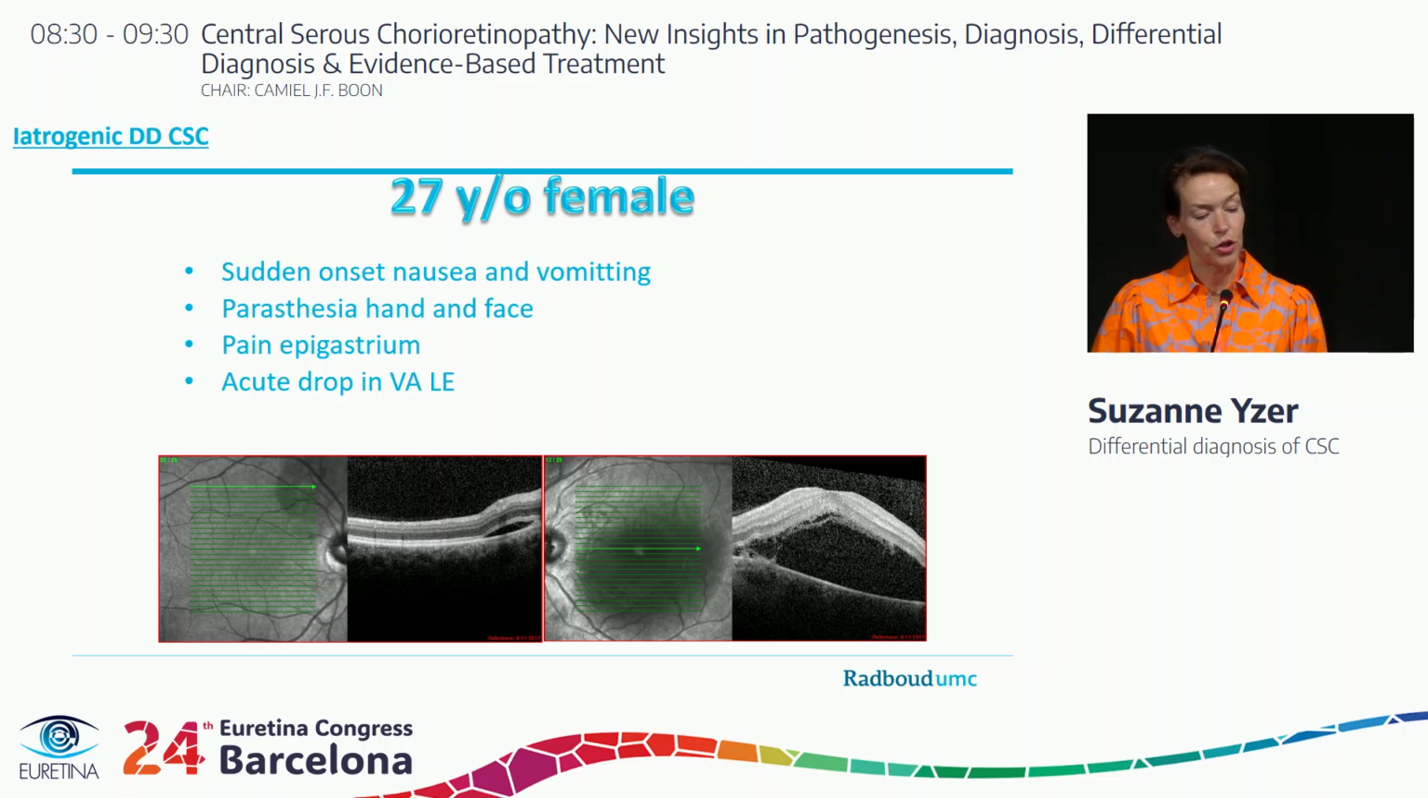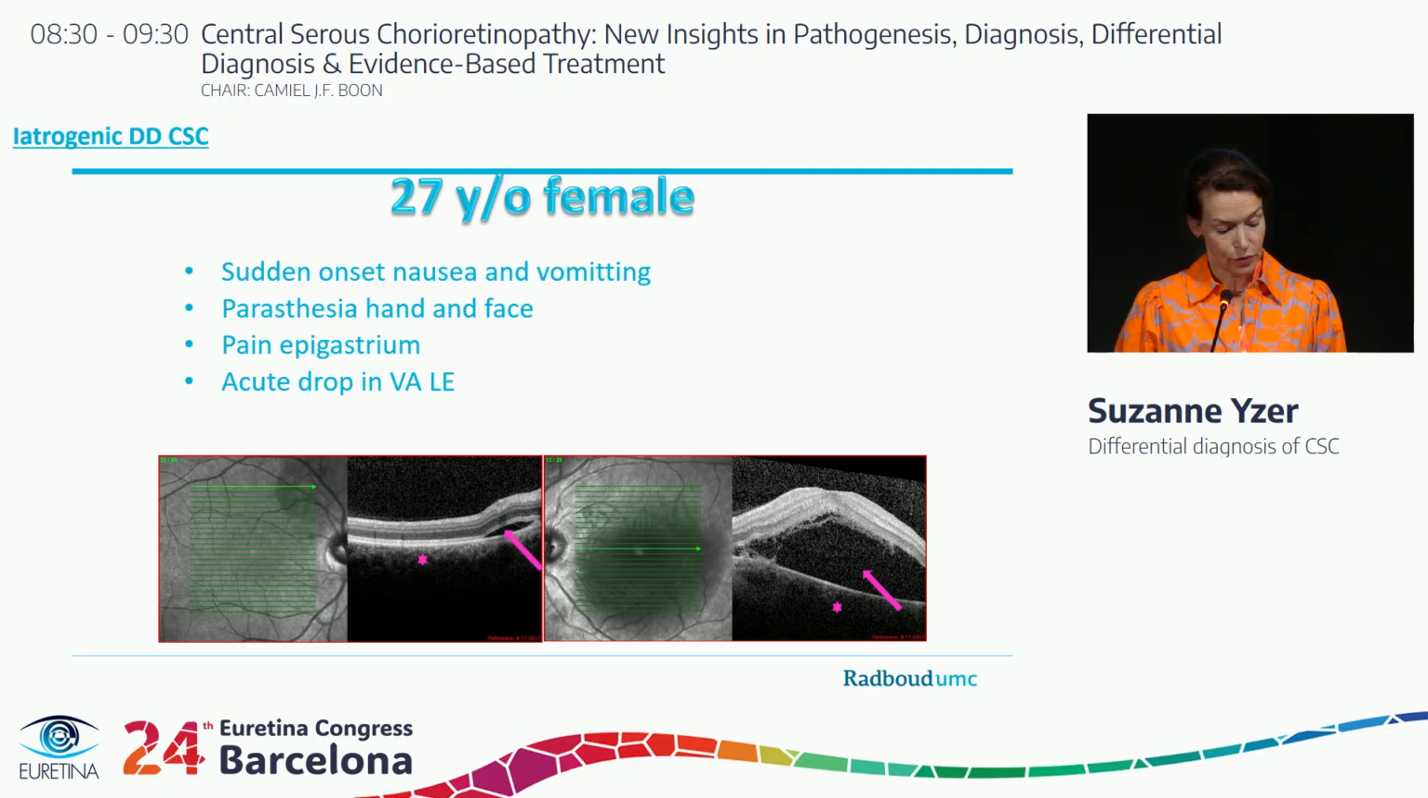So the final case I want to show you is a 27-year-old female. She was admitted to the neurology department for sudden onset of nausea and vomiting. She had paresthesia in her hand and her face. She had pain in her belly and an acute drop of visual acuity in the left eye. So she was referred to us. I was a resident at the time, and we could only make these OCTs. She was too sick for any other imaging or exams.